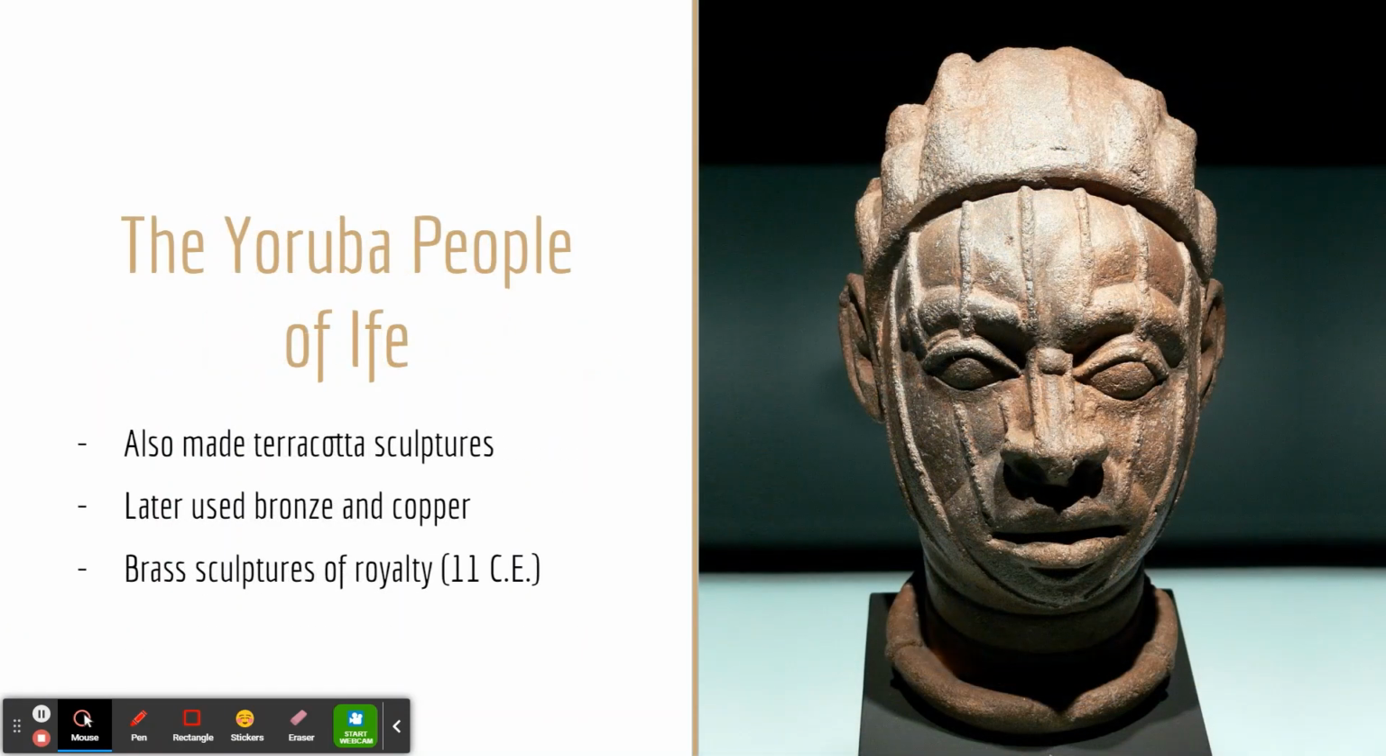The Yoruba people of Ife. They also made terracotta sculptures, but they later used bronze and copper. They also made sculptures of royalty in the 11th century. Over here is a sculpture from the Yoruba people, and it is made of bronze and copper.